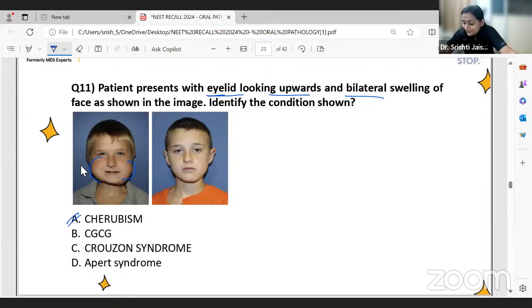How was the paper, guys? Pranav, Jyoti, you can mention in the comment box.